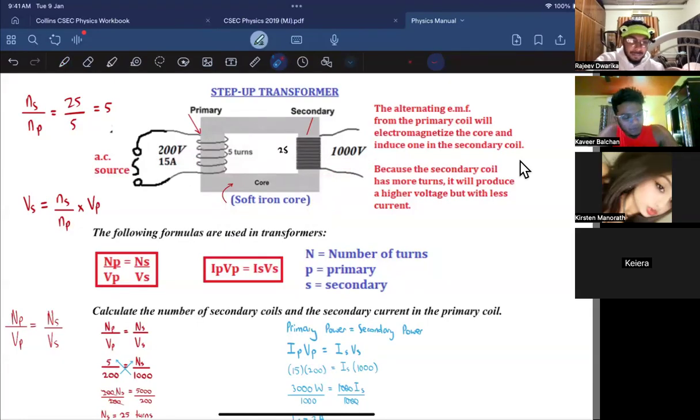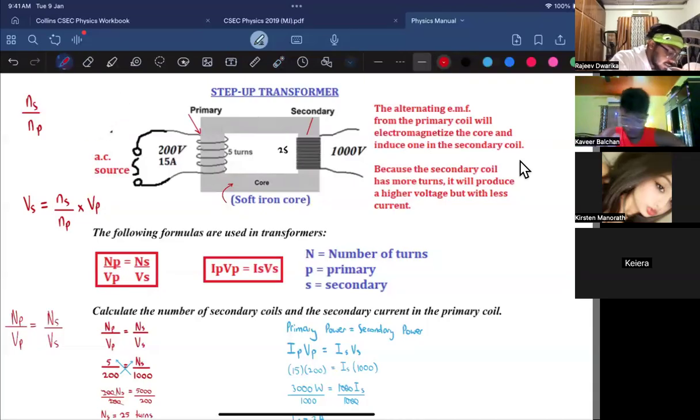I want you to realize that if you want to figure out the secondary voltage, all you have to do is take the ratio of the turns and multiply by the primary voltage. That's all you have to do. So I just want you to keep that in mind. Maybe you can make a note about it somewhere. So you could say that NS over NP is the ratio of turns, and it's also equal to VS over VP.